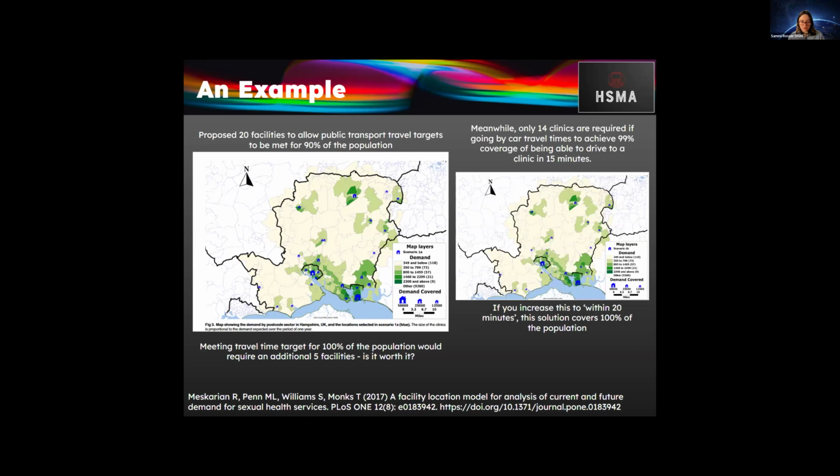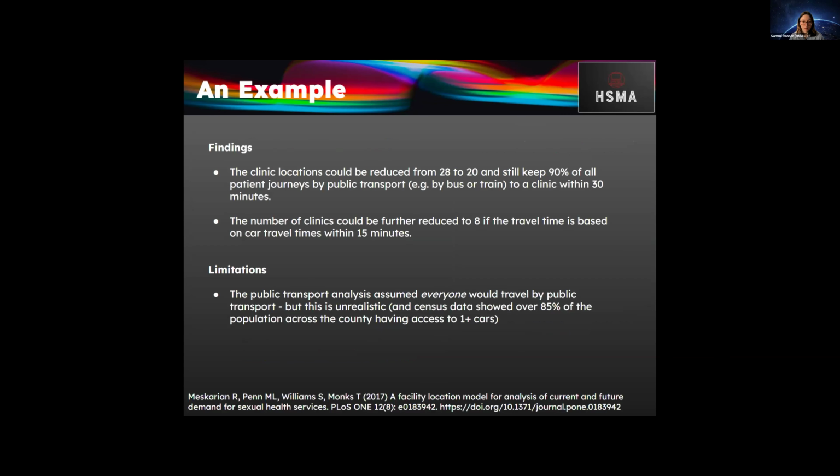Now, actually, if you just say that instead of for the car travel times, you only need 14 clinics to achieve 99% coverage in this problem for being able to drive to a clinic in 15 minutes. And actually, if you relax your parameters to, well, what about within 20 minutes? Then yeah, with these 14 clinics, you could get your entire population able to drive to a clinic within 20 minutes. So they found, in summary, that the clinic locations could be reduced from 28 to 20. You could still keep 90% of all patient journeys by public transport to a clinic within 30 minutes. And actually, if you did it within car travel times, you could reduce it even further.